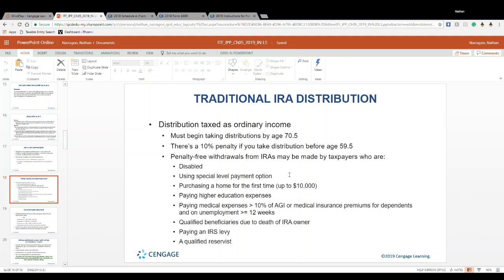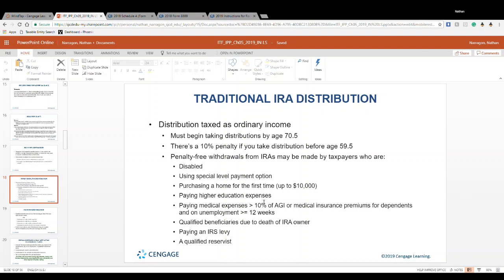Penalty-free withdrawals from IRAs may be available to taxpayers who are disabled, using special level payment options. Also for financial purchases at home for the first time. So you get $10,000 out of your IRA if you're purchasing a home for the first time. Usually that doesn't happen too much anymore, but okay. If you have to pay higher education expenses and use your IRA for that, you can avoid the penalty.